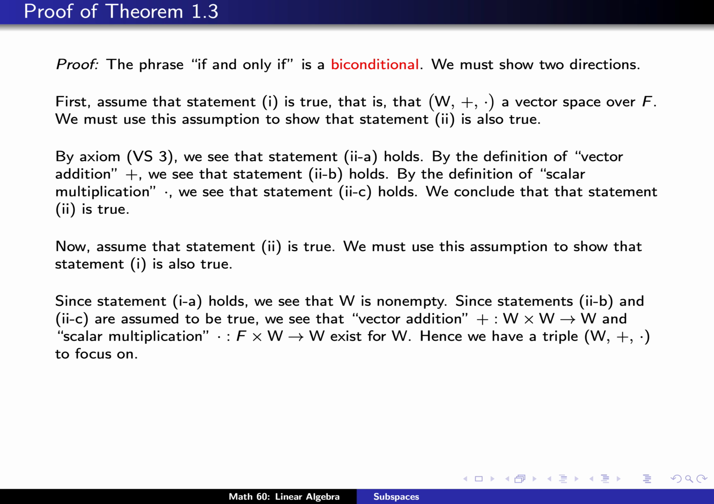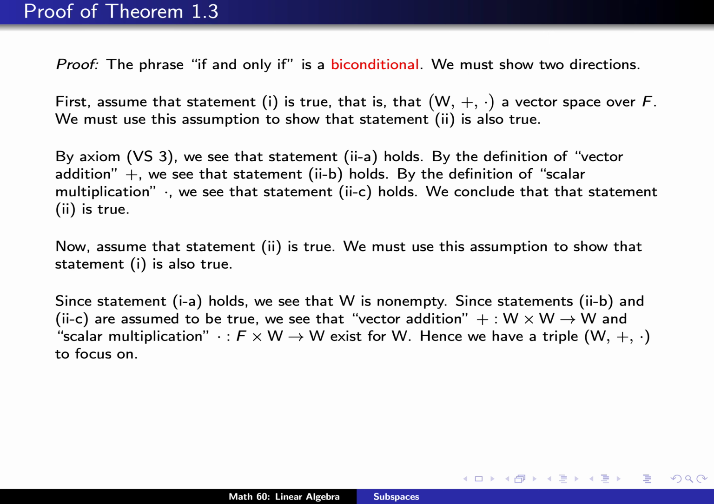Well, because statement IIA holds, we see that W is a non-empty subset. So we're going to be very careful about this. W must be a non-empty subset. It's not empty, of course, because statement IIA means that the zero element must be in W. Well, statement IIB means that vector addition holds for W, so there is an operation plus. And similarly, statement IIC is assumed to be true, so there is this idea of a scalar multiplication, namely dot.